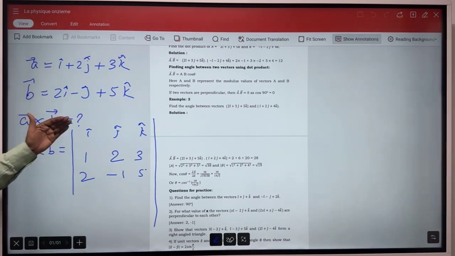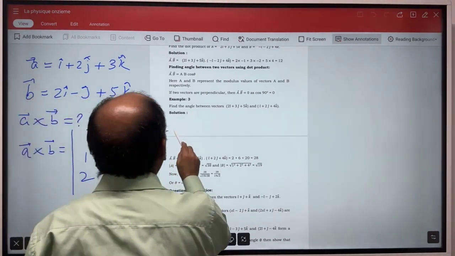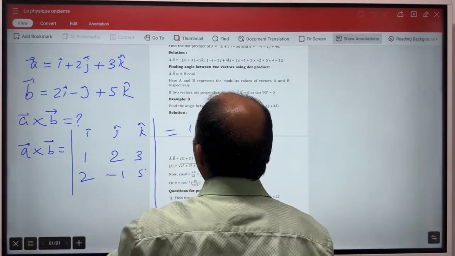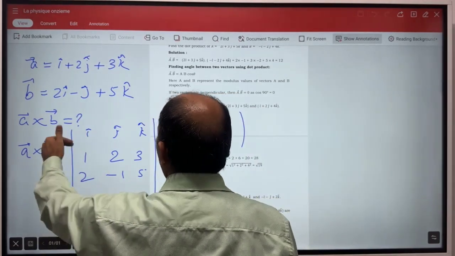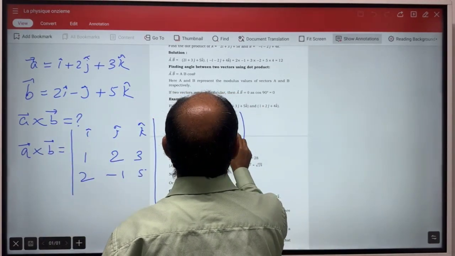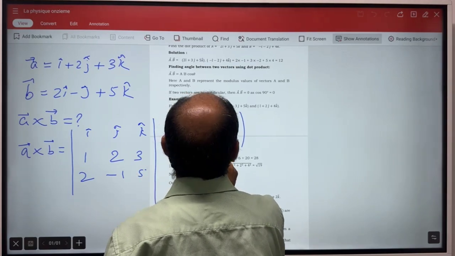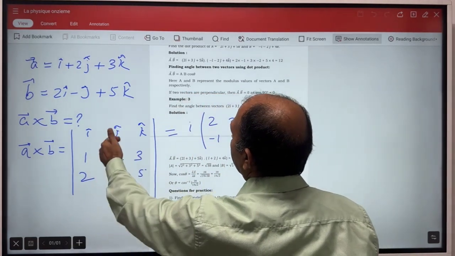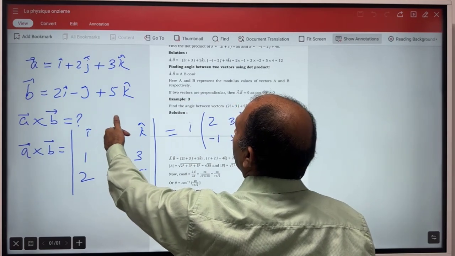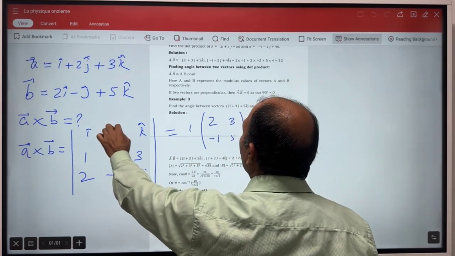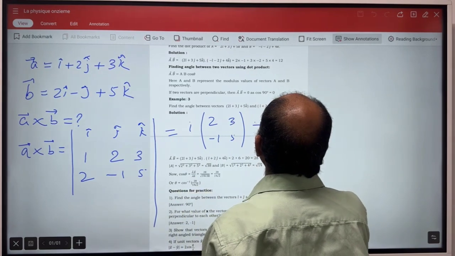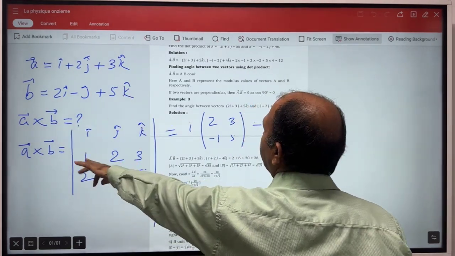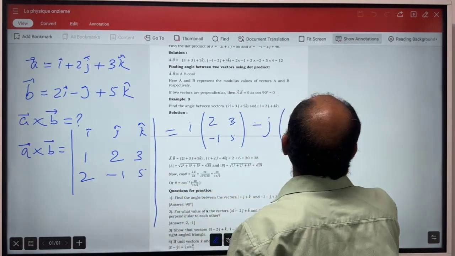Then we proceed, as I told you, first you write I, and after writing I, make the determinant. Leave this column and this row. What is left? 2, 3, then minus 1 and 5. Is it okay? Now for the second, this one, its position is A12, so the sum of subscripts is odd. So we have to write a minus sign, j times. Forget this column and this row. You will be left with 1, 3, 2, 5.